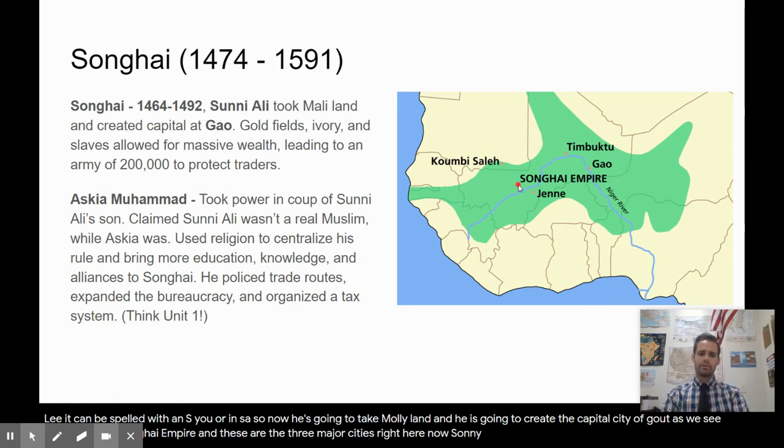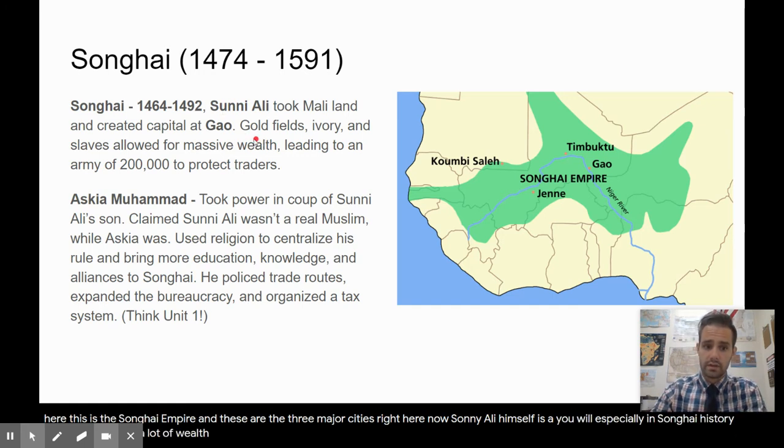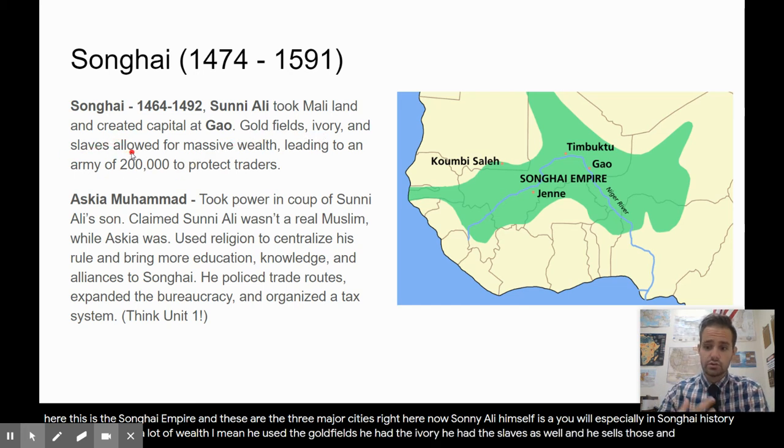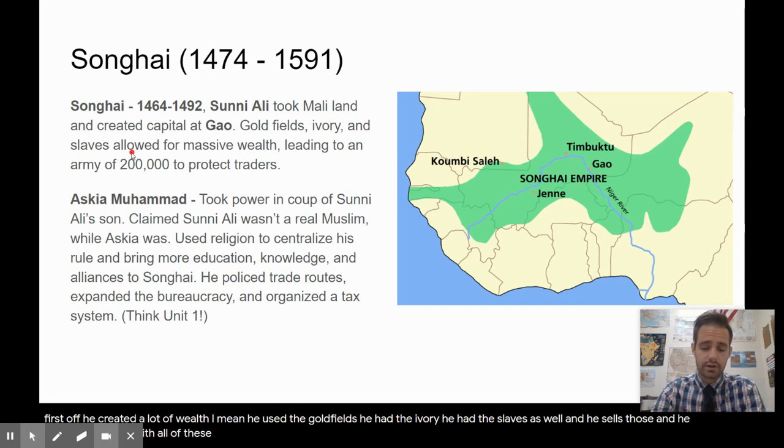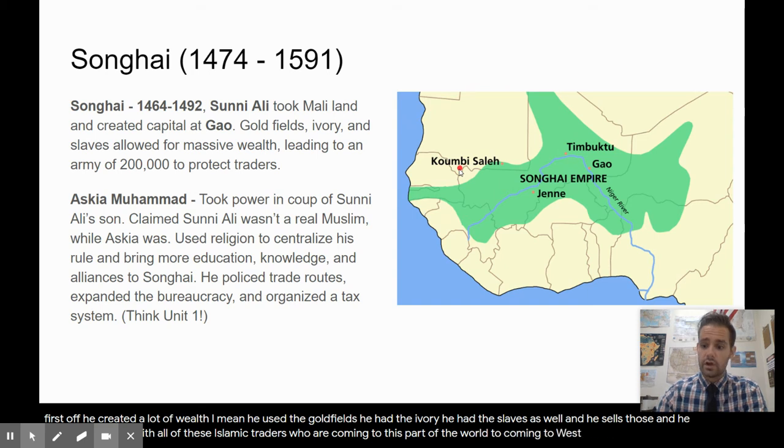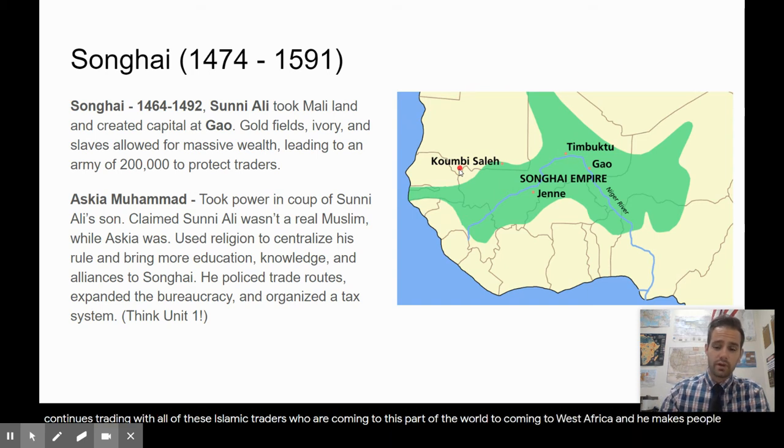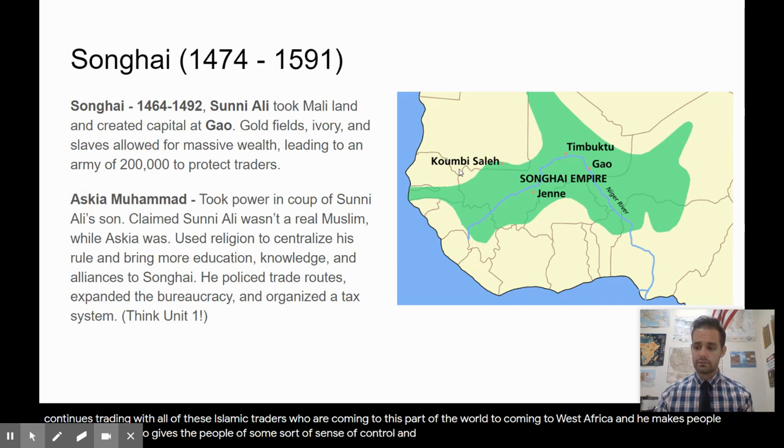Now, Sunni Ali himself is a very controversial individual, especially in Songhai history. First off, he created a lot of wealth. He used the gold fields, he had the ivory, he had the slaves as well, and he sells those. And he continues trading with all of these Islamic traders who are coming to West Africa, and he makes people very, very rich. He also gives the people some sense of control and sense of well-being.